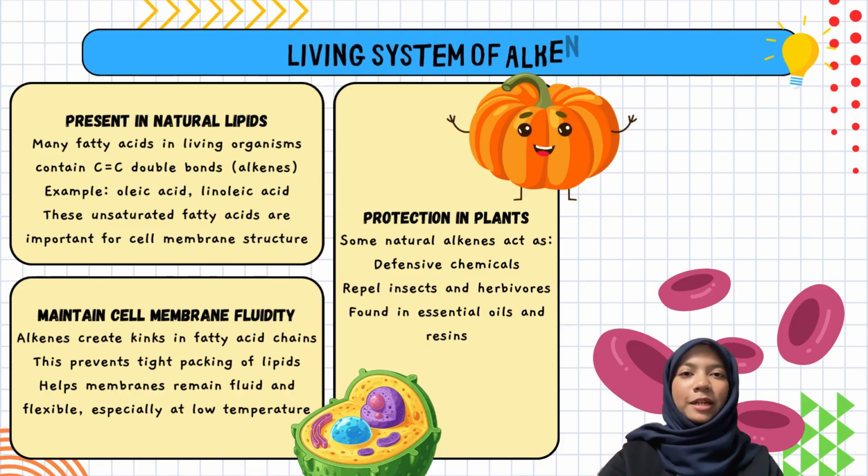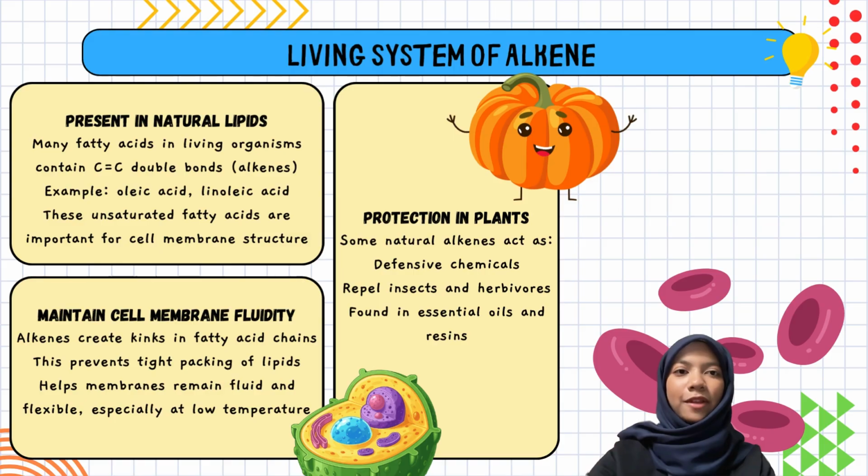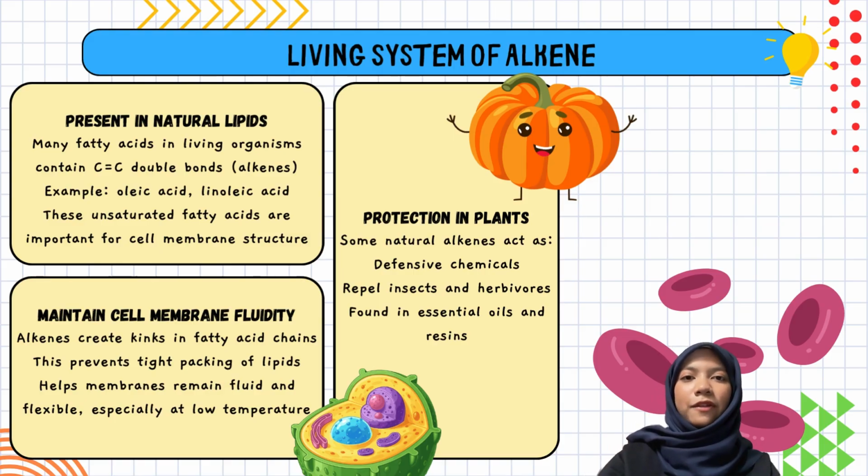Now I will explain about the living system of alkenes. First, alkene is represented in natural lipids as part of unsaturated fatty acids. Unsaturated fatty acids contain one or more carbon-carbon double bonds, which are defining features of alkenes, such as oleic acid and linoleic acid. These alkene-containing fatty acids are essential components of lipids that form cell membranes and energy store molecules.